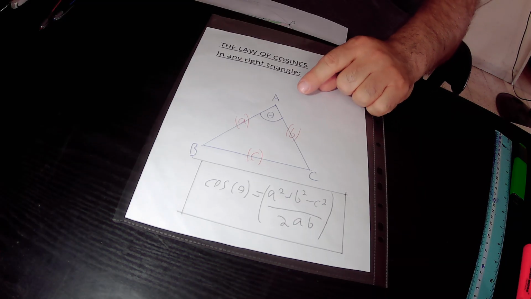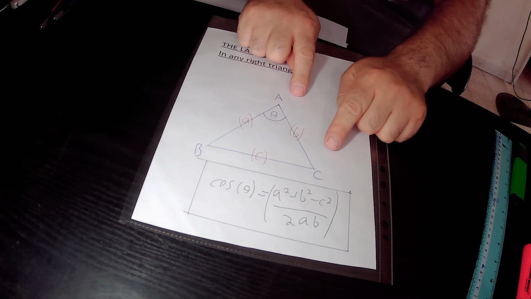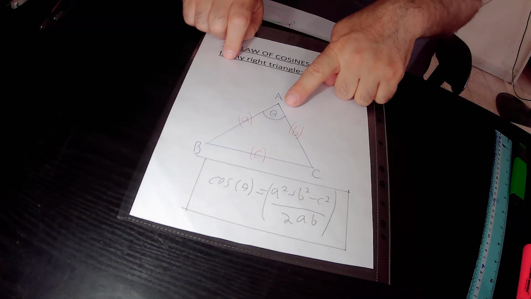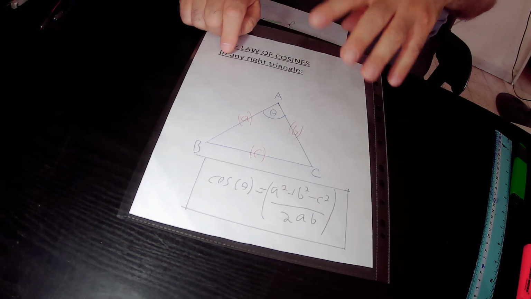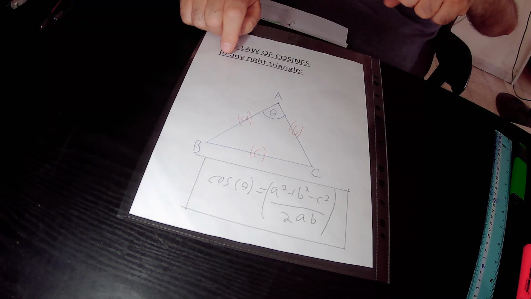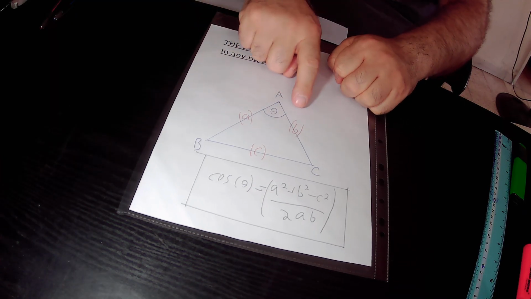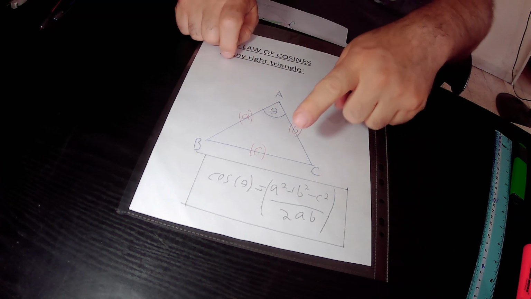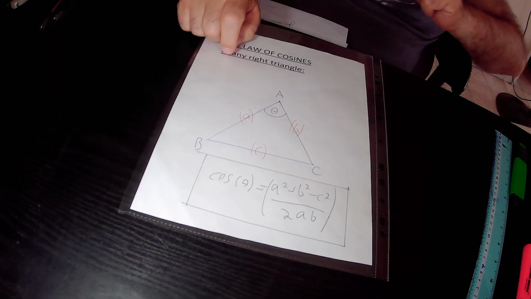In this triangle ABC, the length of side AB is A, side AC equals B units in length, and side BC equals C units in length. This is angle BAC, the size of angle BAC is theta. So in this triangle ABC that could be any triangle, the following equation is true: cosine theta equals A squared plus B squared minus C squared over 2 times A times B.